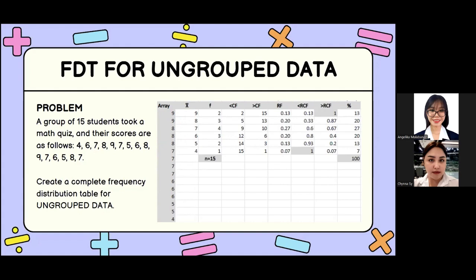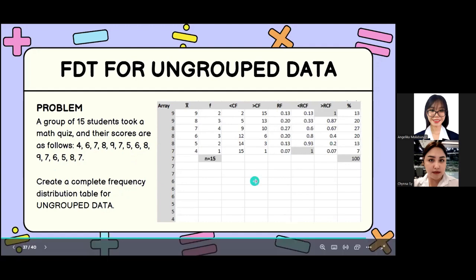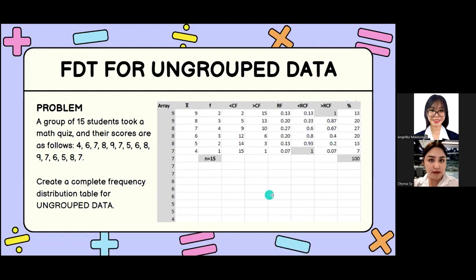So, balikan din natin yung problem. Yung problem natin is a group of 15 students took a math quiz and their scores are as follows. We have 4, 6, 7, 8, 9, 7, 5, 6, 8, 9, 7, 6, 5, 8, and then 7. And then, create a complete frequency distribution table for ungrouped data. So, ito na yung complete frequency distribution table for ungrouped data.